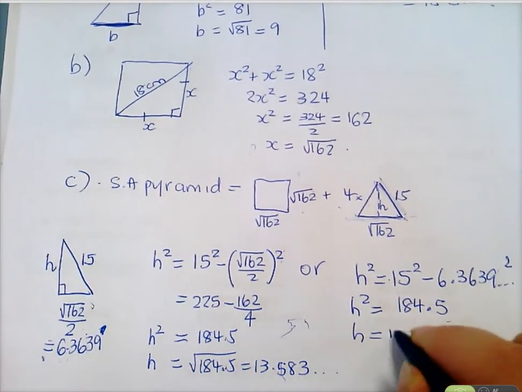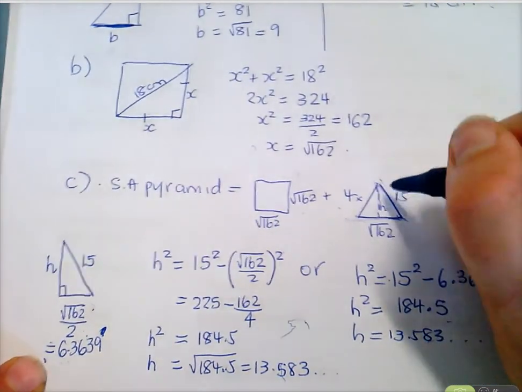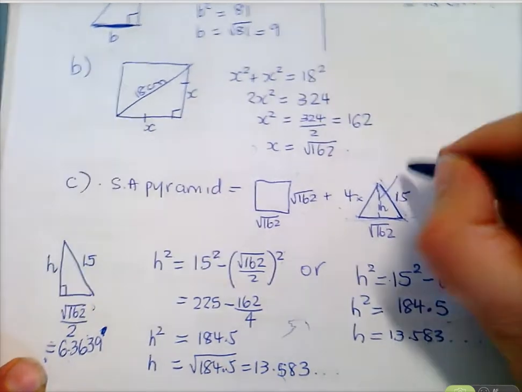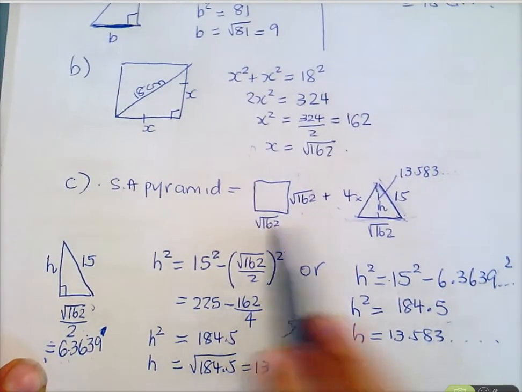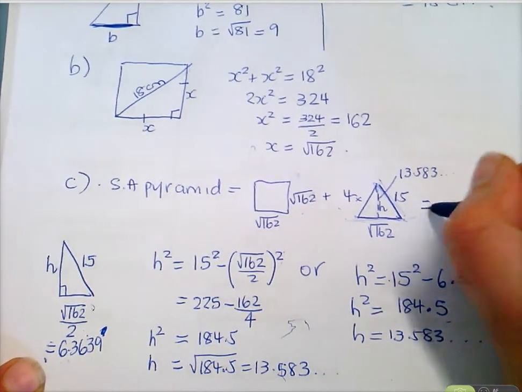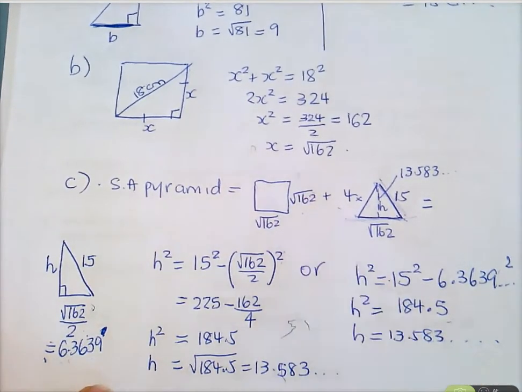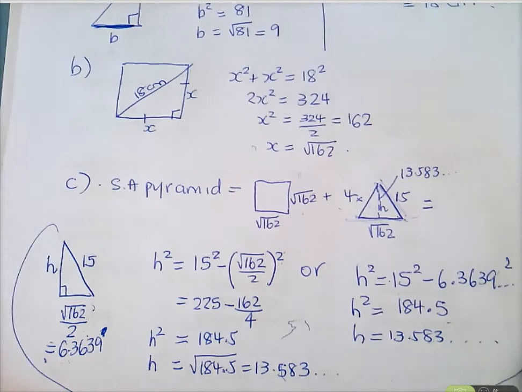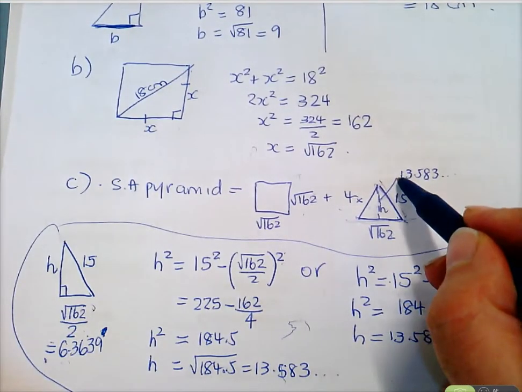Again, h is 13.583... So now that we know that h is 13.583..., you can work out your surface area of the pyramid. So how do you do that? What's square root of 162? So girls, this bit of working out down here gives me that h. Got it?